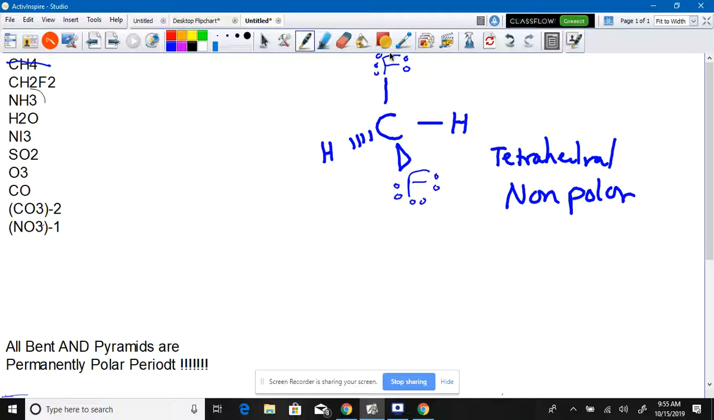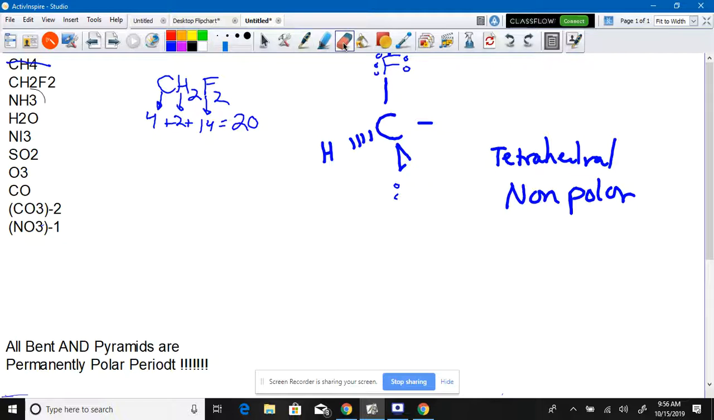Okay, you getting that, Amber? No? Okay, Amber, here we go. CH2F2. How many valence electrons does carbon have? 4. How many valence electrons do 2 hydrogens have? 2. How many valence electrons do 2 fluorines have? 14. Amber, what's 4 plus 2 plus 14? 20. Okay? So I'm going to use what I know.